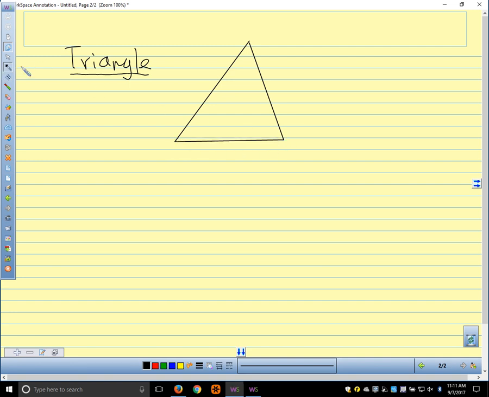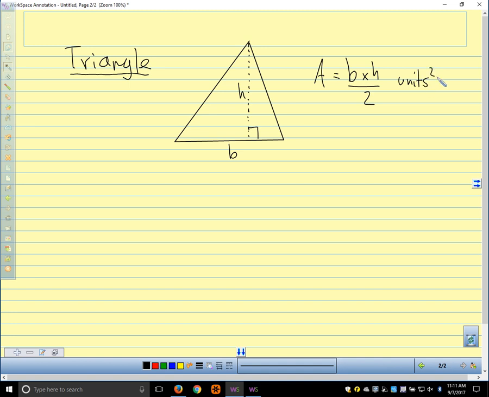So for a triangle, what is, yeah? Base times height divided by 2. Area, I'm going to call this the base. And just a reminder, the height has to make a 90-degree angle with the base. I'm going to say base times height divided by 2. And our units are going to be units squared. Square inches, square meters, something like that.